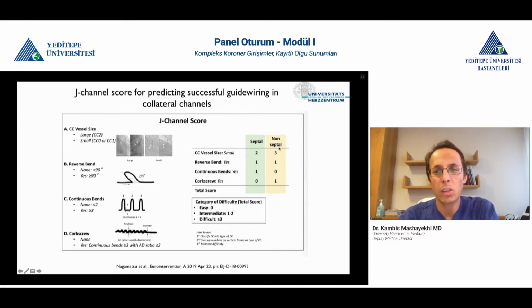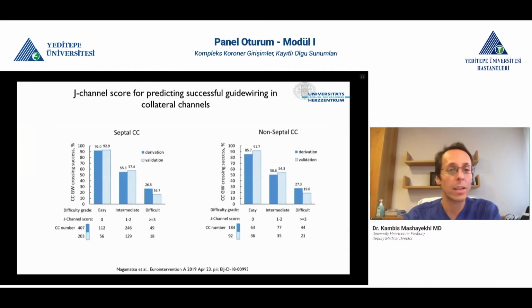When you have a non-septal, which is very small, you get even 3 points. And if it's Cockshire, you have already 4 points. And then they made an estimate of passing rate. And what you can see here, all those are easy. You have over 90% passing rate in septals and over 85% passing rate in non-septal collaterals.